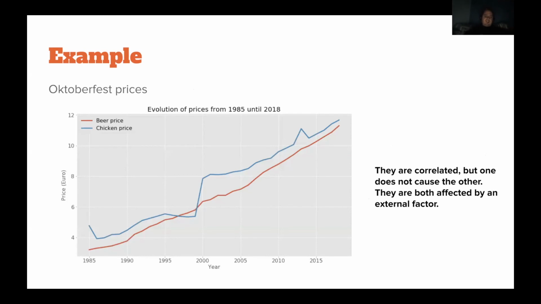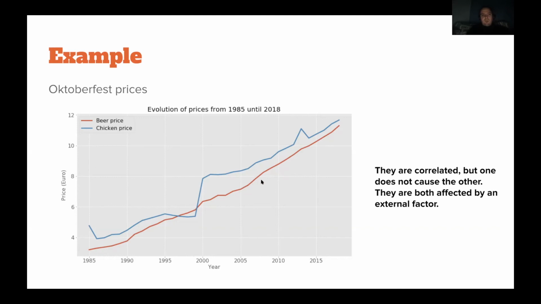This is a nice little example of correlation does not mean causality. These are prices of beer and chicken at Oktoberfest from 1985 to 2018. So someone went to Oktoberfest many times and measured, well, probably not, they just took this from somewhere, and measured the average price of a beer and the average price of a piece of chicken at Oktoberfest. And then, of course, it goes up, right? So beer goes up, chicken goes up. Well, they both go up, and they kind of go up together.